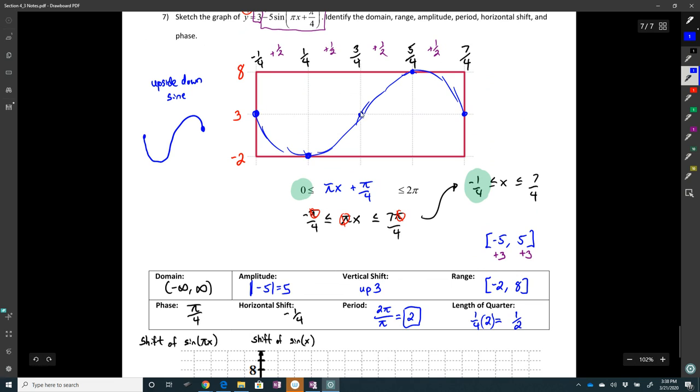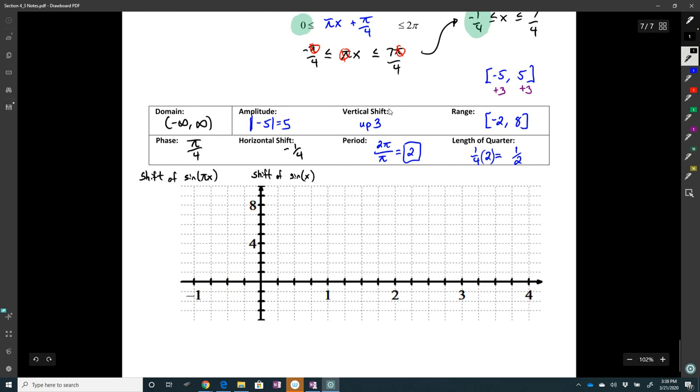Now all I have to do is put it in the context of the bigger picture down here. So my box is from negative 1/4 to 7/4, and then from negative 2 to 8. So my box is right here. Remember, each of the quarters was 1/2 away. So quarter, quarter, quarter. 3 was the middle. And so now I can just recreate the picture that I did.